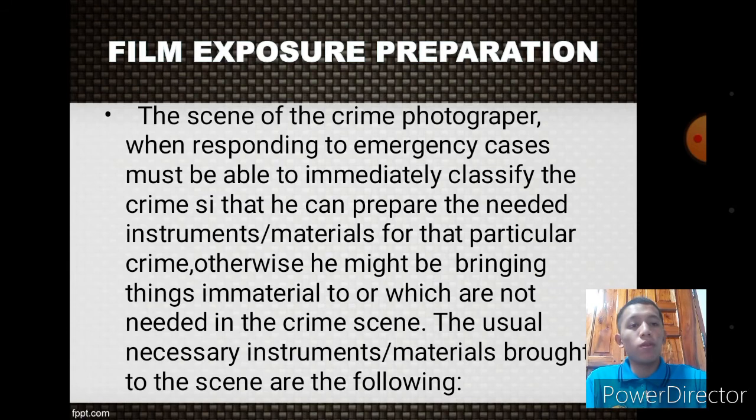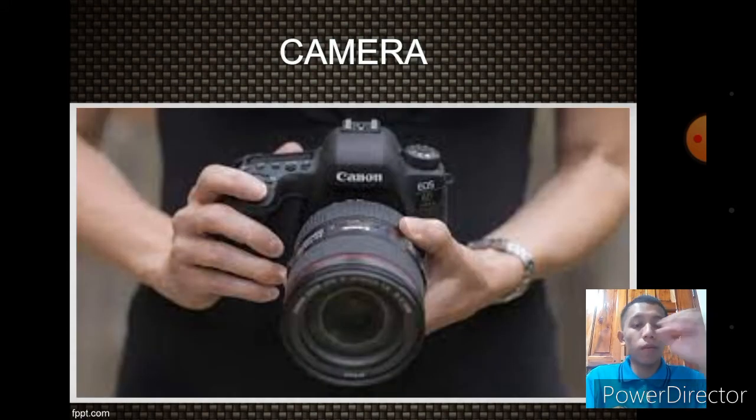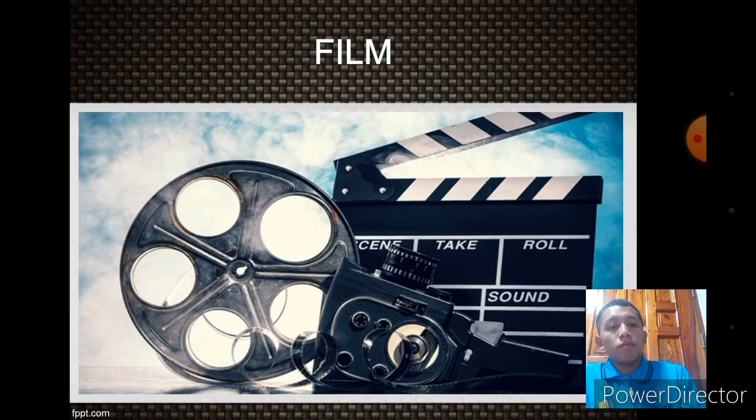Una na dyan ang camera. Siyempre, kailangan itong dalhin sa crime scene dahil ito ang pinaka-kailangan natin para makita natin ang tunay na larawan pagkatapos ng krimen. At dito rin makikita ang mga ebidensya. Next ay film, dahil wala ka namang paglalagyan kung wala ito. Next ay measuring device.